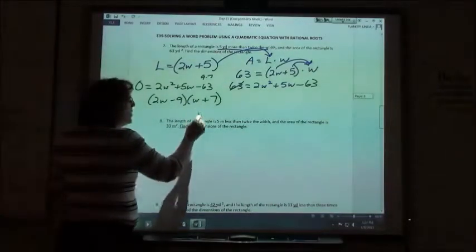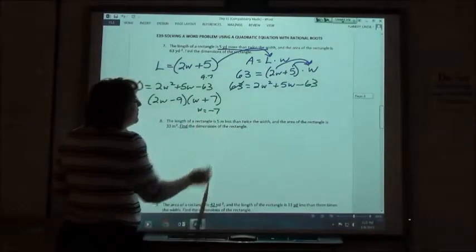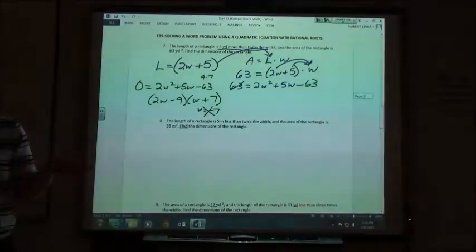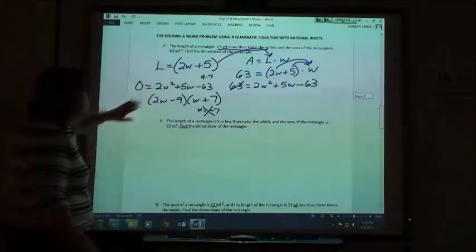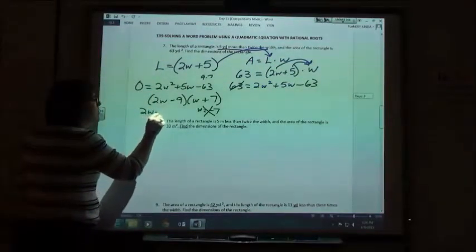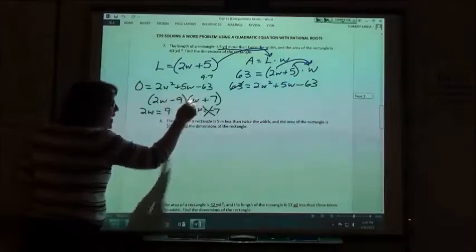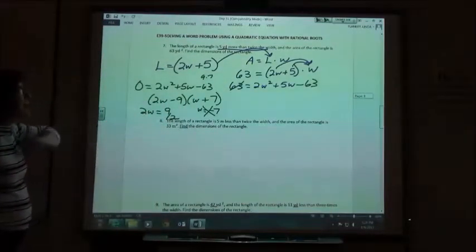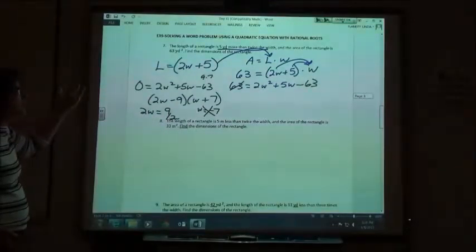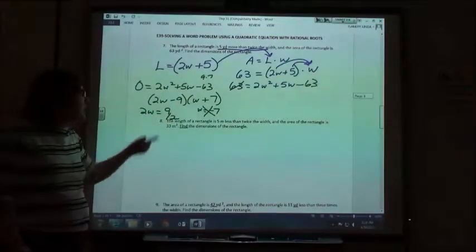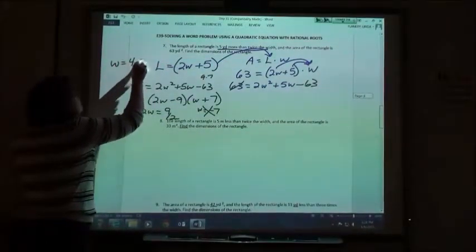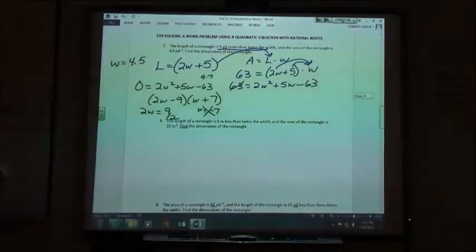Now if I solve this one here, W is going to equal negative 7. I can't have a negative width, right? The width of my rectangle can't be negative 7. So I'm just going to do this one here. 2W is going to equal 9, because I've got to add my 9 to move it over, and then divide by 2. My width is 9/2, but when we do the width of a rectangle, we usually don't put it in as a fraction. 9/2, if I change it to a decimal, would be 4.5, right? 9 divided by 2, 4.5.